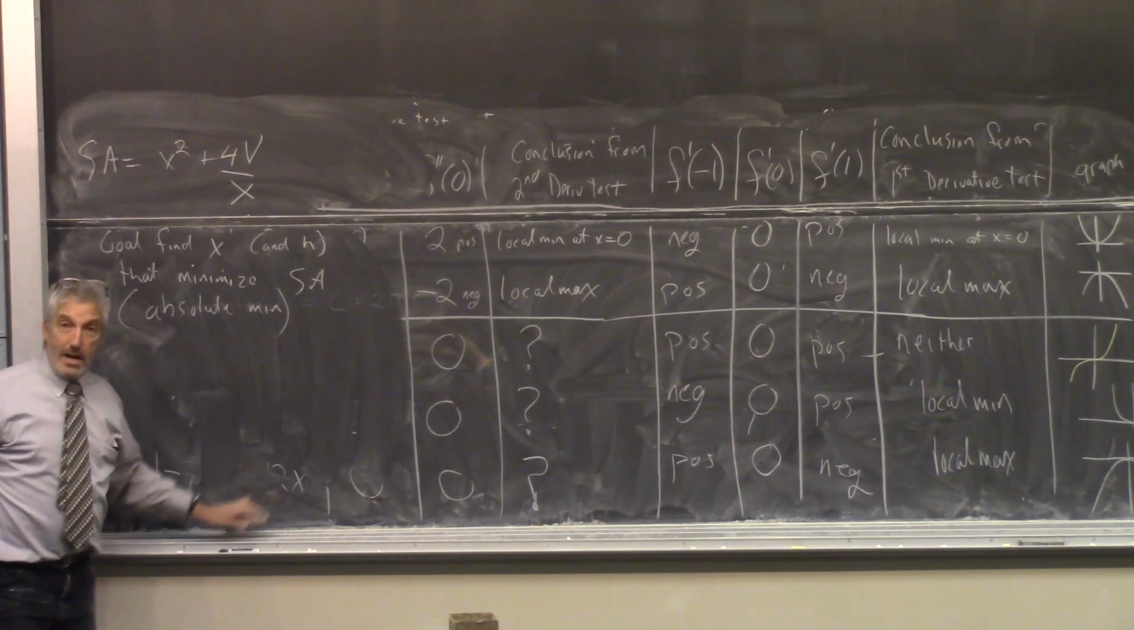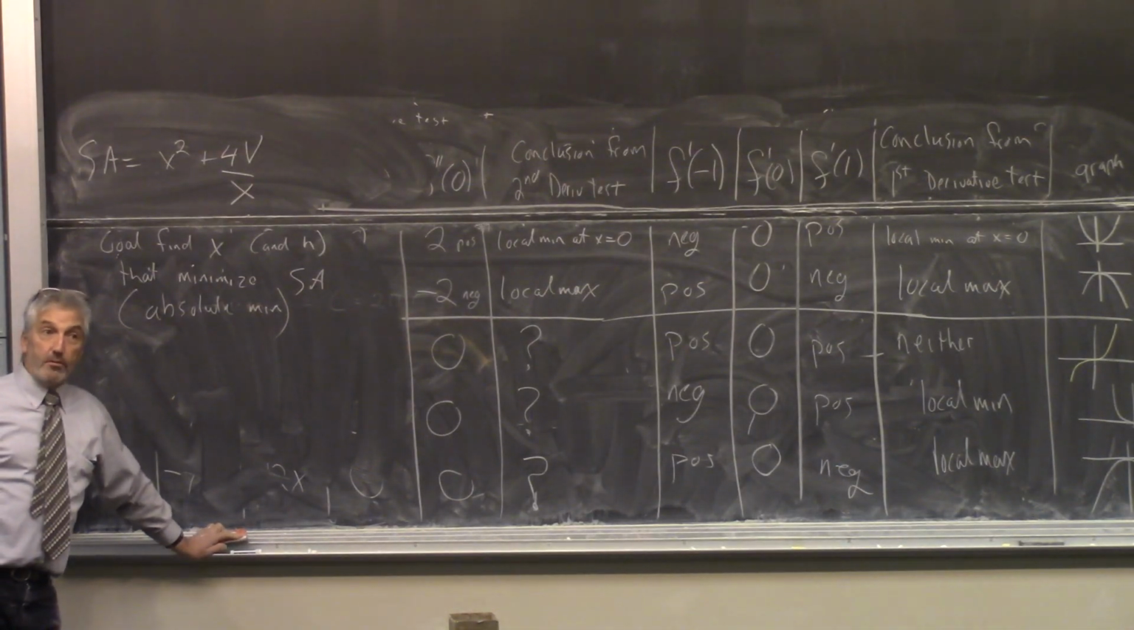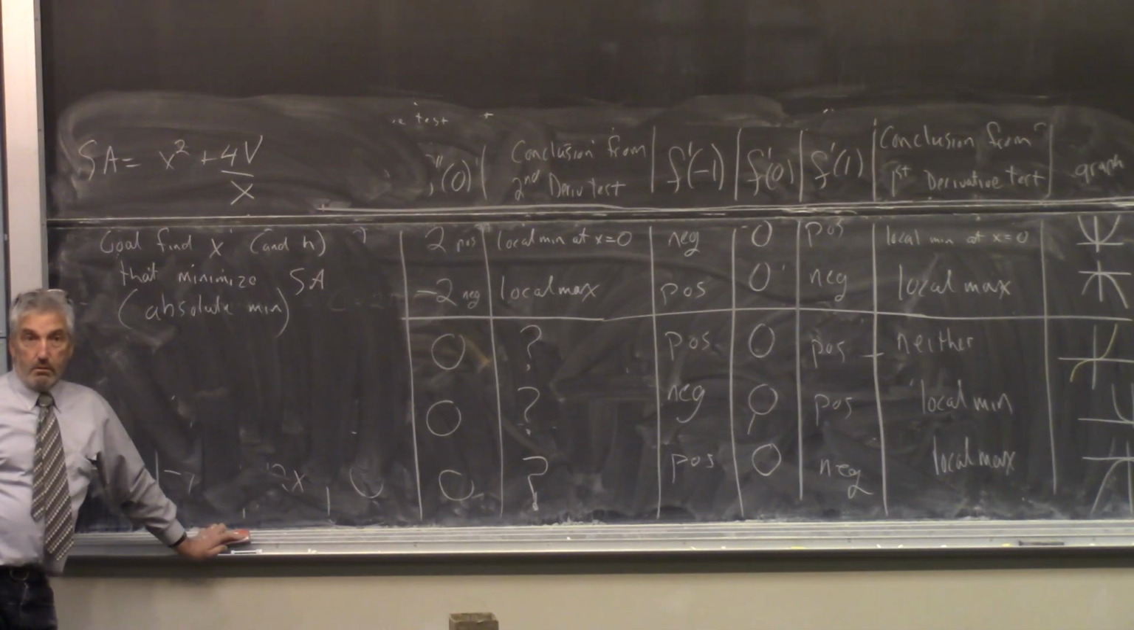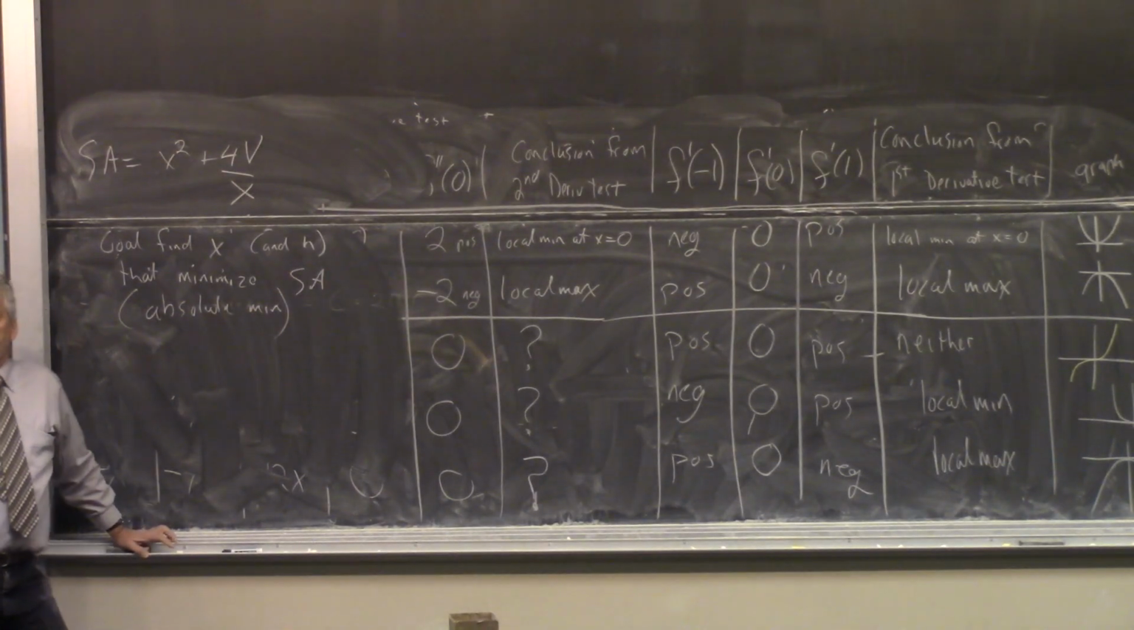Now, what's the domain? Remember I said, life was simple when we were finding absolute max mins on intervals, on domains that were closed intervals. Well, what is our domain? What are the values that x can have? Or let me start with this. What are the values that x cannot have?